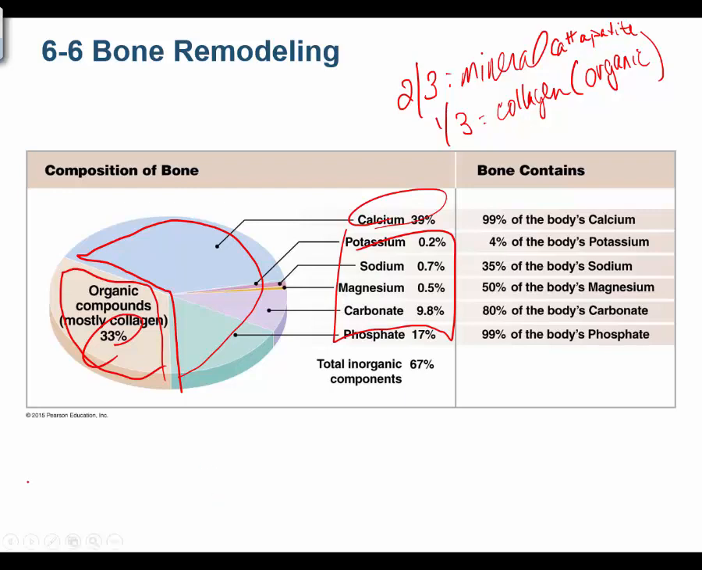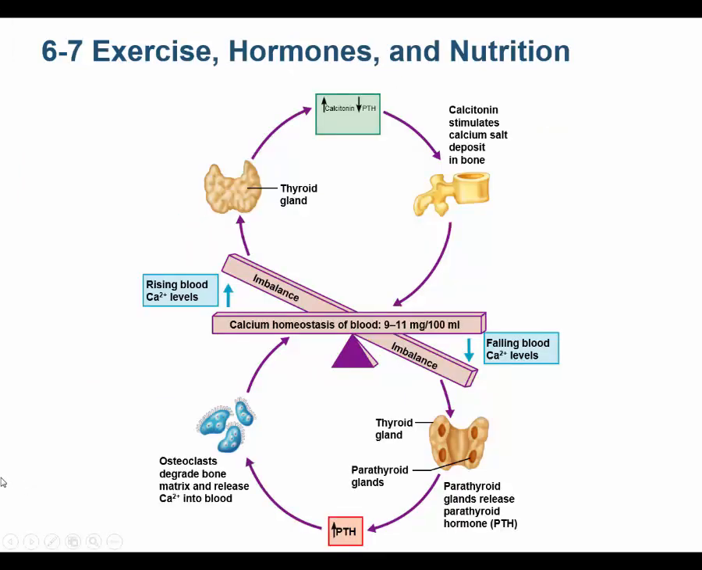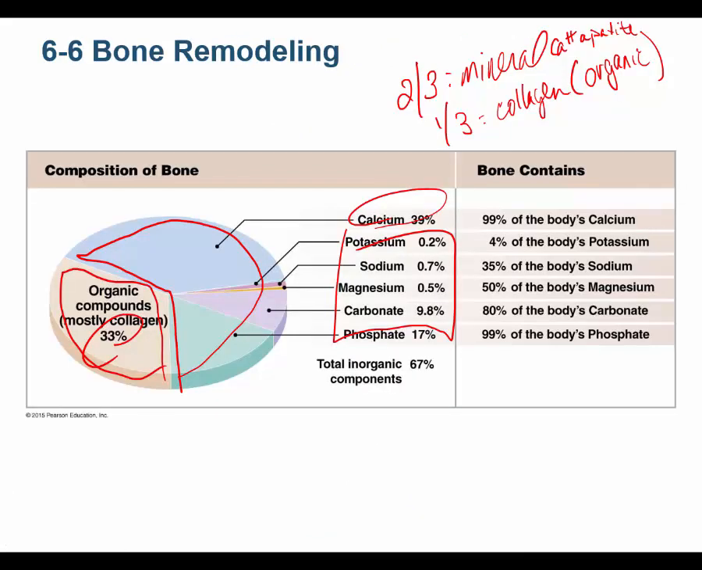All right. So remember that. Now, how do we control this calcium? By the way, let's go back. Phosphate usually is associated with calcium. Usually, you have calcium phosphate is what you usually have.